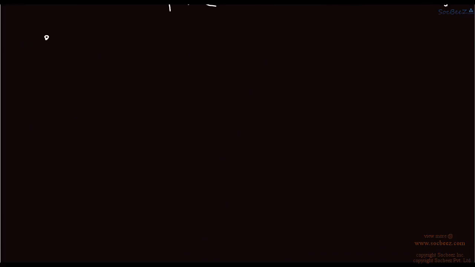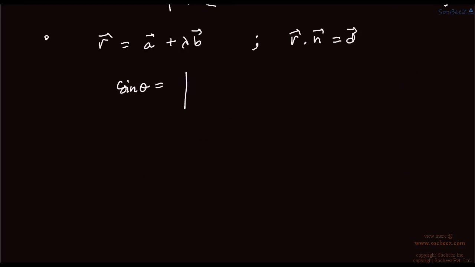Now let's see some more formulas. Vector form. If theta is the angle between a line, let's say r vector is equal to a vector plus lambda b vector, this is the line, and we have a plane like r vector dot n vector is equal to d. Then this sine theta will be, not a mod in this case, b vector dot n vector divided by mod of b vector mod of n vector.